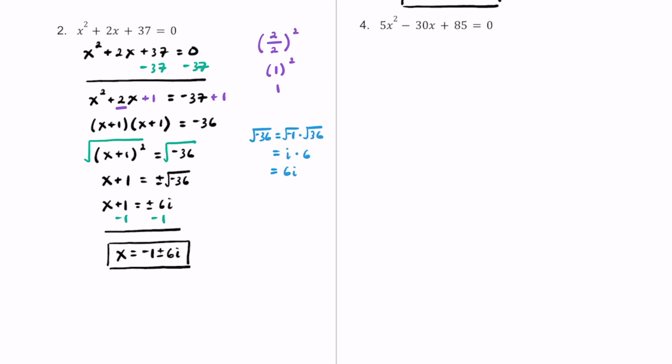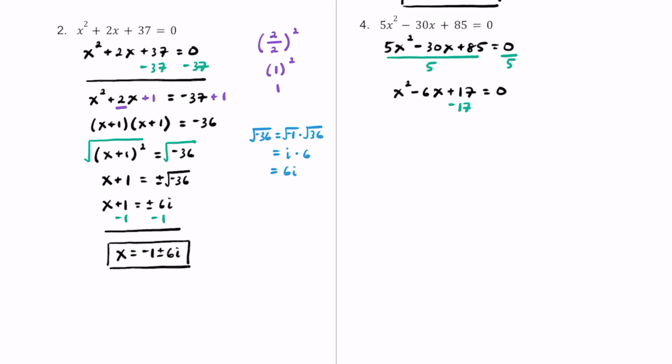Here's one more. For number 4, we have the equation 5x squared minus 30x plus 85 is equal to 0. And before we even go ahead and move anything, I notice everything is divisible by 5, right? So let's divide the entire left side by 5 and divide the right side by 5. So if we do that, 5 divided by 5 is 1, so we're going to get x squared. And then negative 30 divided by 5 is going to be negative 6, so minus 6x. 85 divided by 5 is going to be 17, so plus 17. And that's going to equal what 0 divided by 5 is, which is still 0.